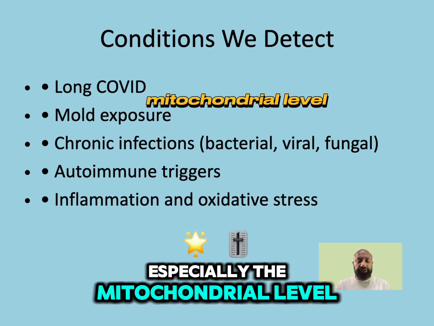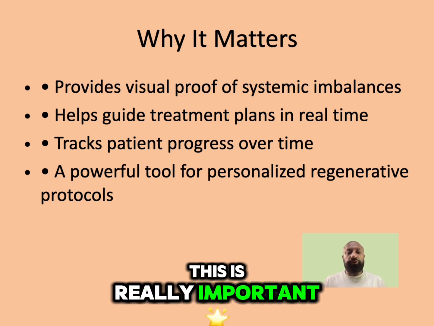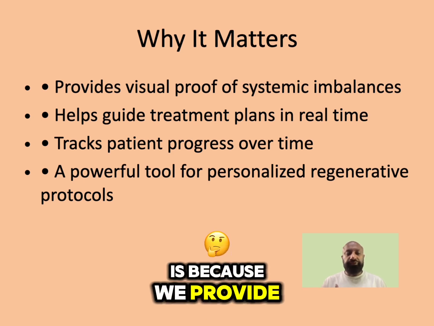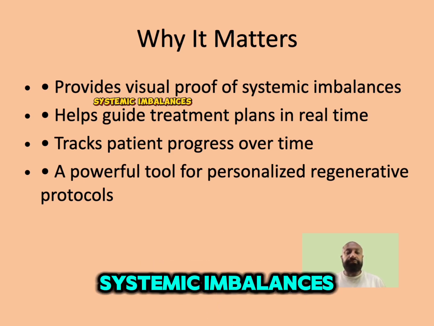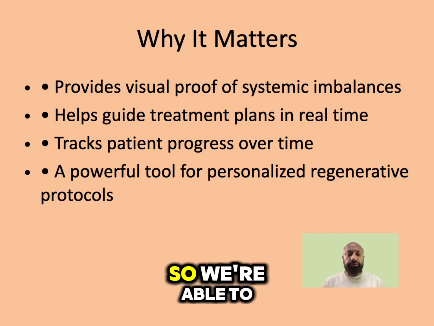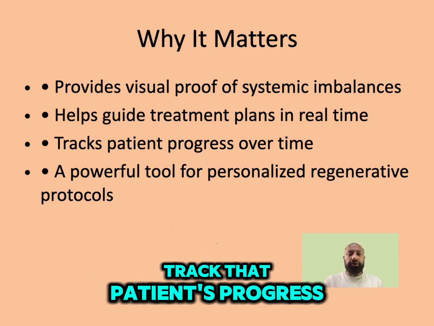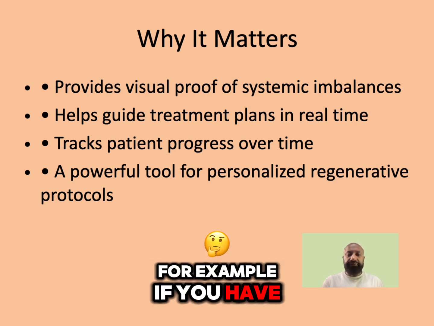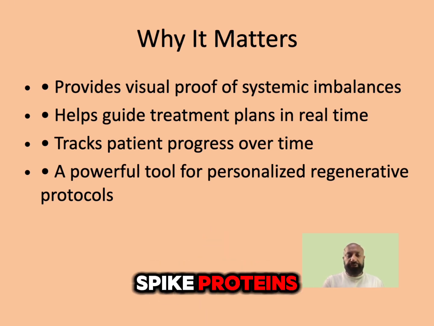Conditions we detect, like I said, long COVID, mold exposure, chronic infections, autoimmune disorders, inflammation, and also oxidative stress, especially at the mitochondrial level. This is really important for us, and why it matters is because we provide visual proof of these systemic imbalances. It also helps us guide treatment plans in real time, so we're able to track that patient's progress. For example, if you have long COVID, we're able to see the spike proteins.